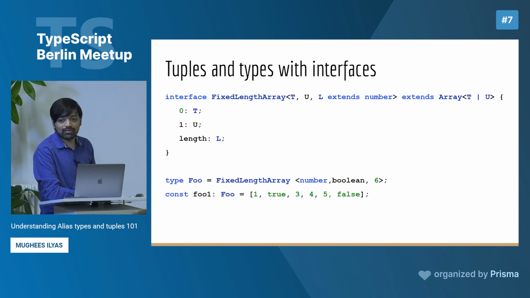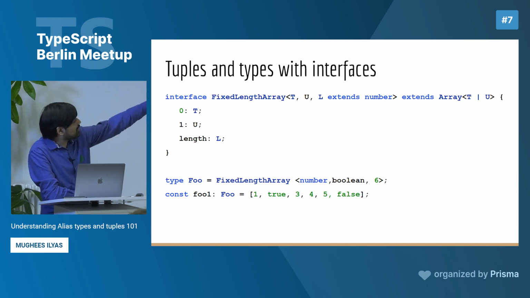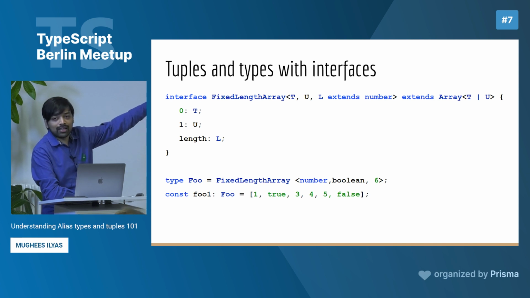So the second and third will be either T or U. Exactly. That is at the end where I'm saying extends Array of T and U. That means that it can only return the type T and U.